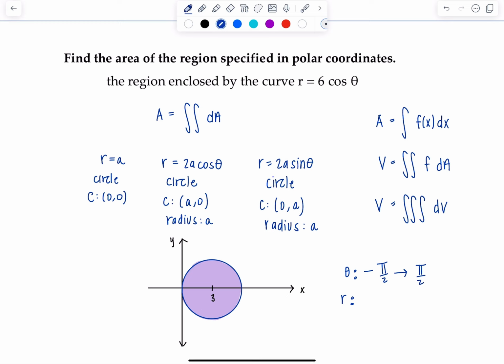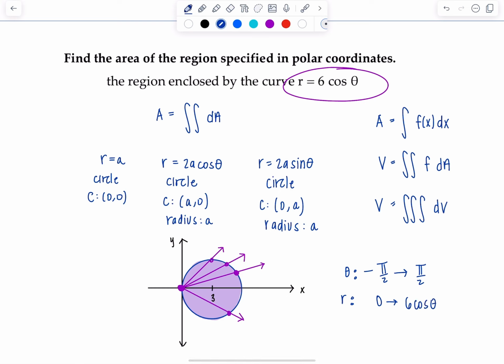Okay, and then what about r? This is when my little trick where I say draw a little line segment is helpful. Start at the origin, swoop it out, okay? Lower limit is 0. That's where the area starts. Upper limit is, it's not going to be a constant, right? See how this length changes depending on where I am? But it is determined by the equation of the circle, which is 6 cosine theta. So r goes from 0 to 6 cosine theta.